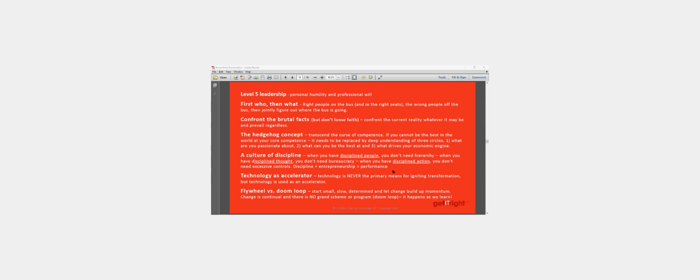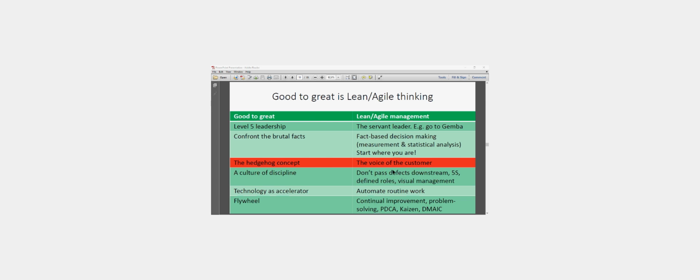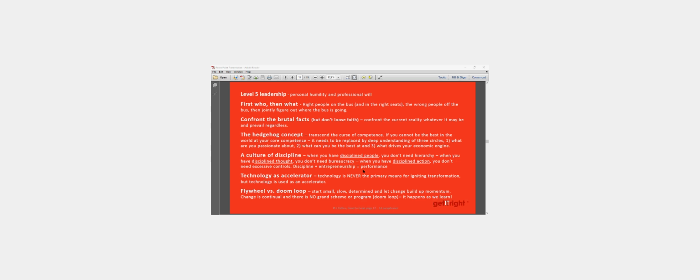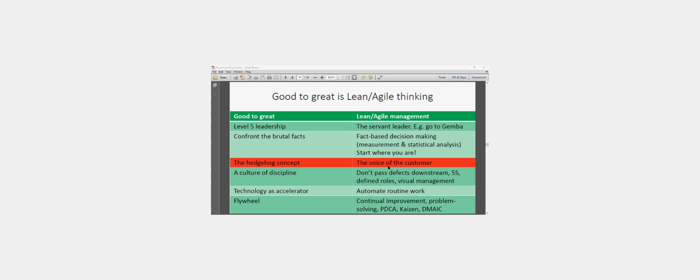The interesting thing about a flywheel is it starts slowly. None of these organizations had grand schemes when they started off. They started, they identified what they needed to do, they started doing something, and then something else, and then something else, and it became bigger and faster and more.